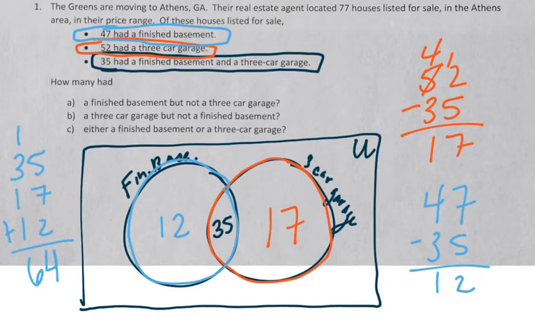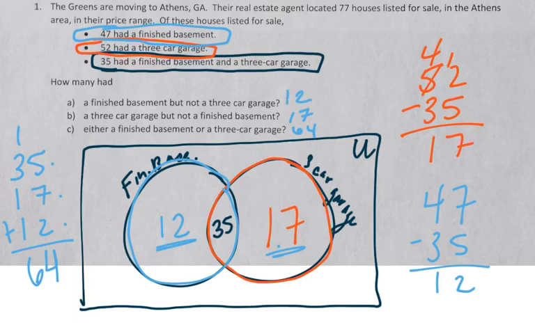So on the left-hand side, I did a little side work because I wanted to figure out how many had either a finished basement or a 3-car garage. So we count it if it's an either or. So what you do is you add up the 3 values from inside those 2 sets. So the total that has either a finished basement or a 3-car garage is 64. Whoever has a 3-car garage but not a finished basement, that's 17. And how many had a finished basement but not a 3-car garage? That's going to be 12.